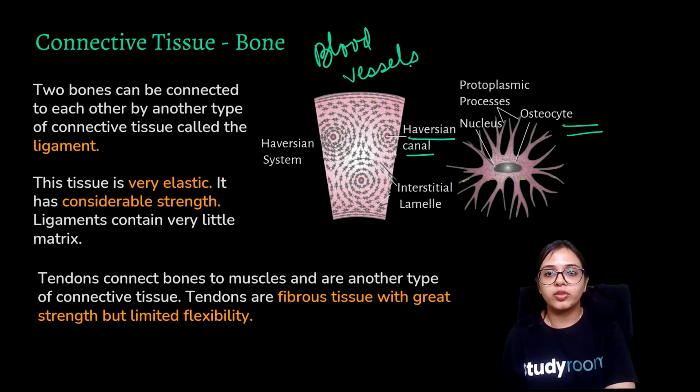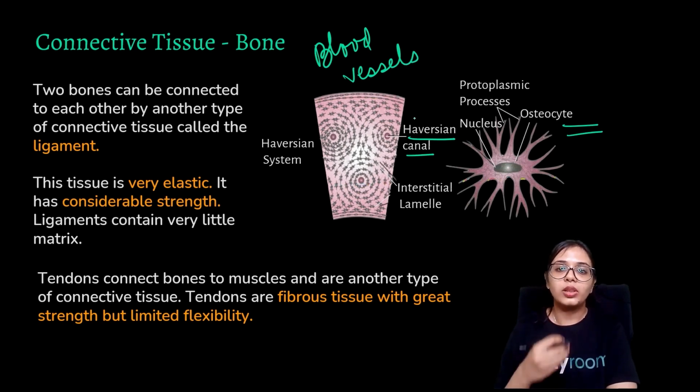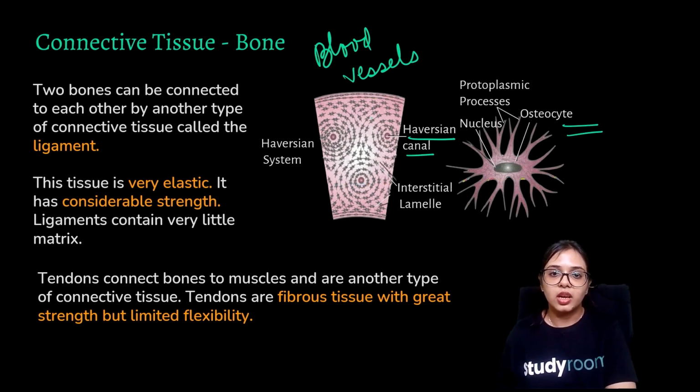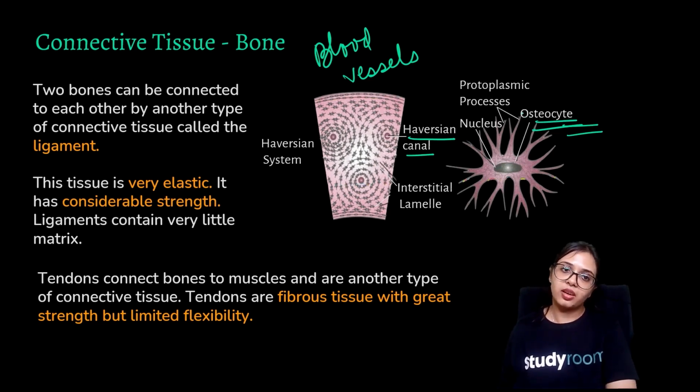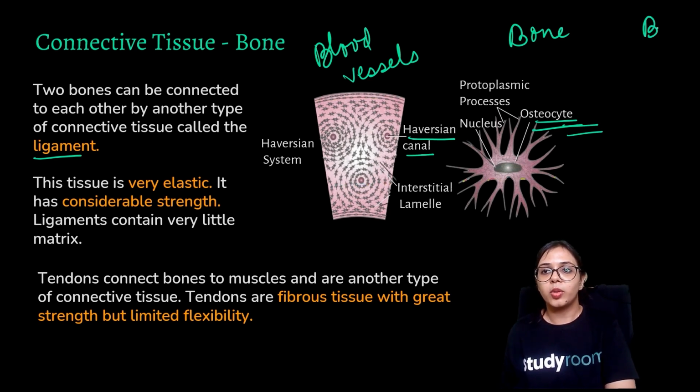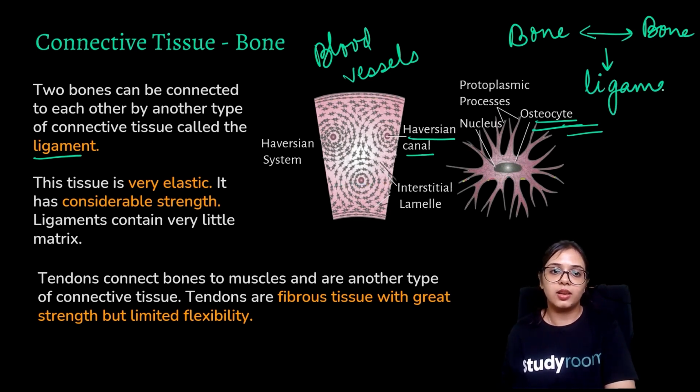All right, so the function of this Haversian canal is where the blood vessels, all the important nerves, and all the important secretions are interconnected to each other. And also, if you can see these concentric circles in between this matrix, they are basically formed by the osteocytes. Two bones can be connected to each other by another type of connective tissue, that is the ligament. So bone itself is a connective tissue, but if we want to form a bone to bone connection, we have another connective tissue for it, and that is the ligament.